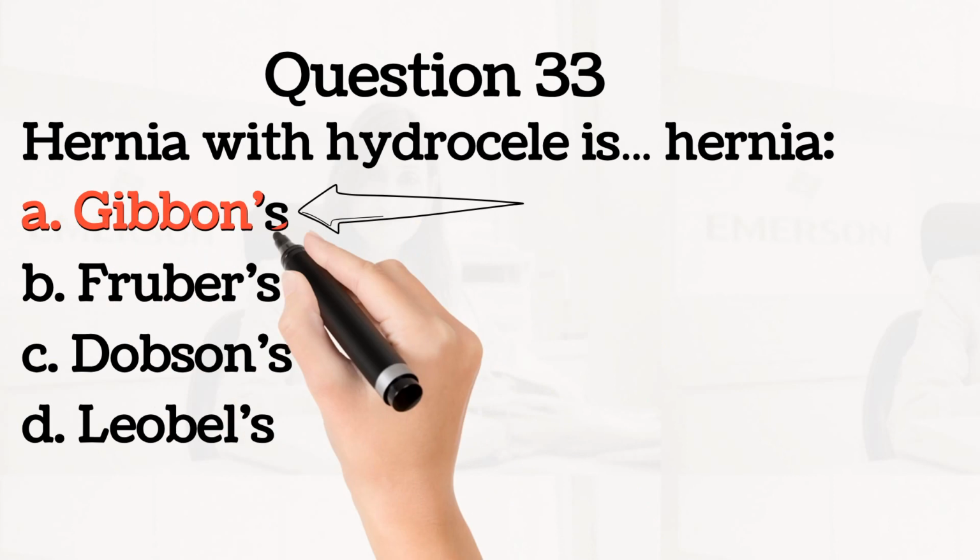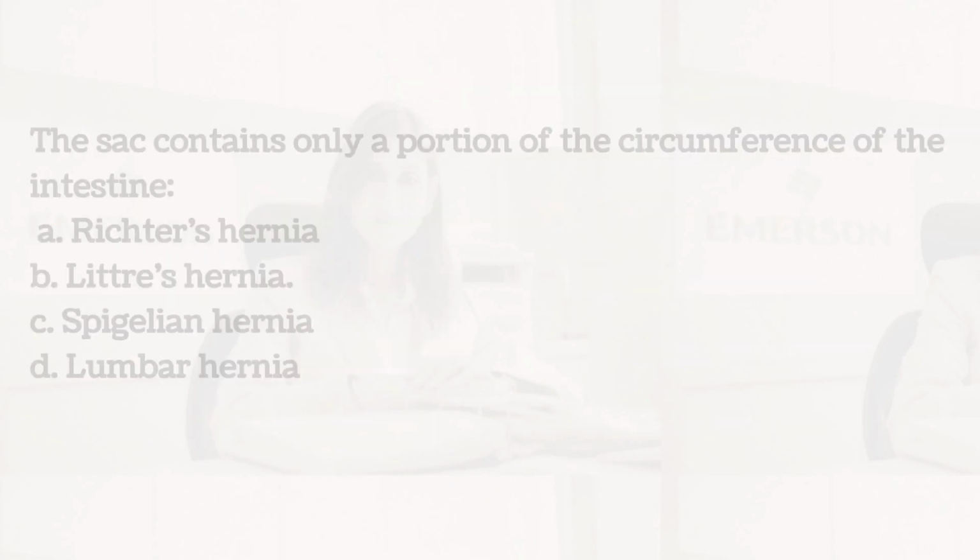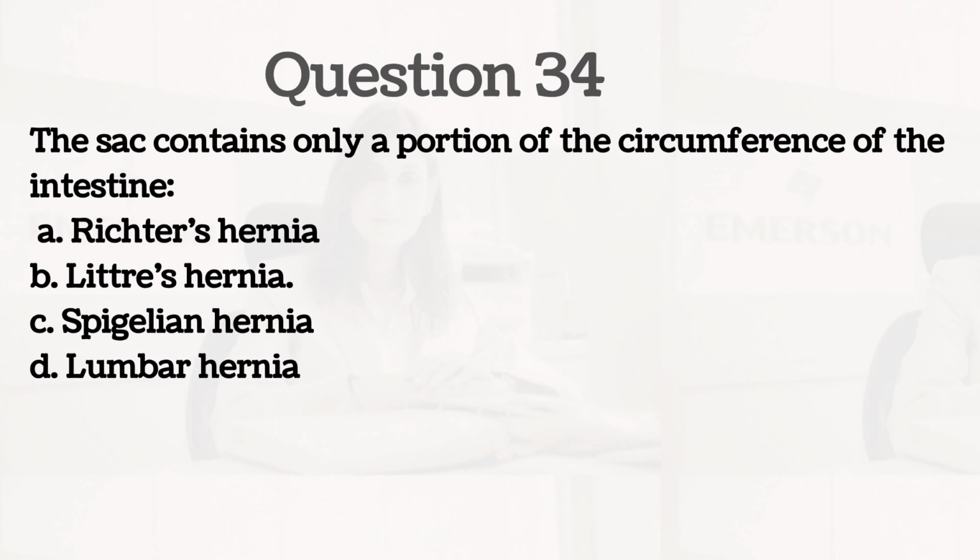Then we go to question 34. The sac contains only a portion of the circumference of the intestines. A. Richter's hernia, B. Littre's hernia, C. Spigelian hernia, and D. lumbar hernia. Here comes the answer for this question, which is A, your Richter's hernia. Richter's hernia is the one which has a sac that contains only a portion of the circumference of the intestines.